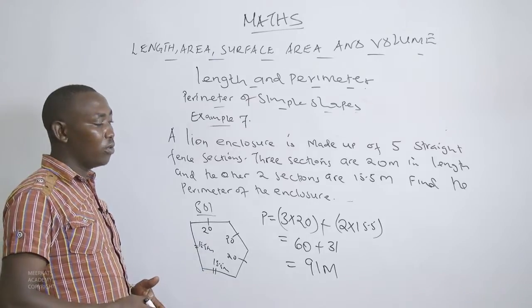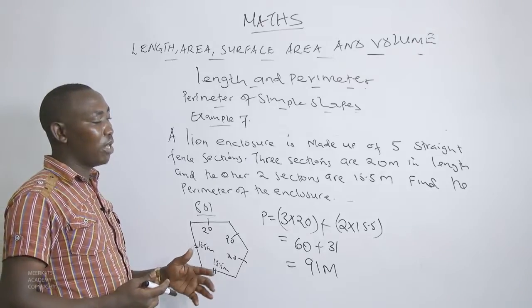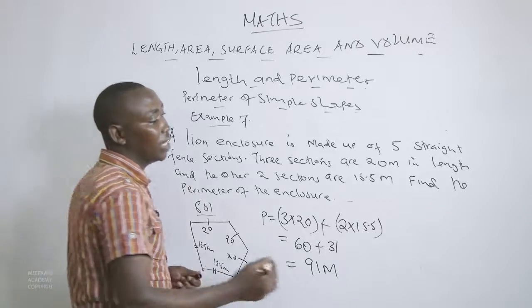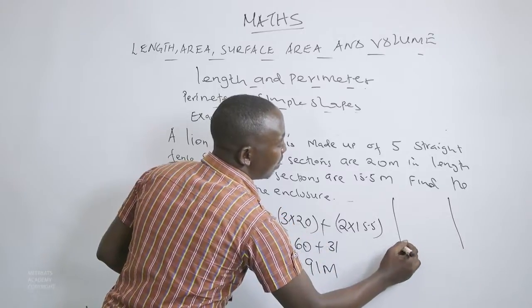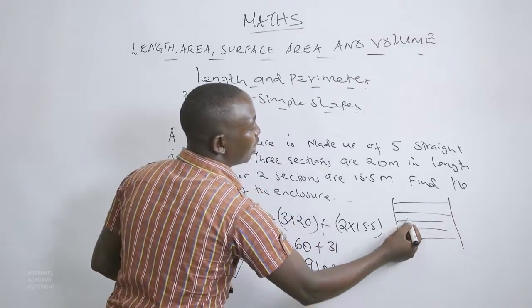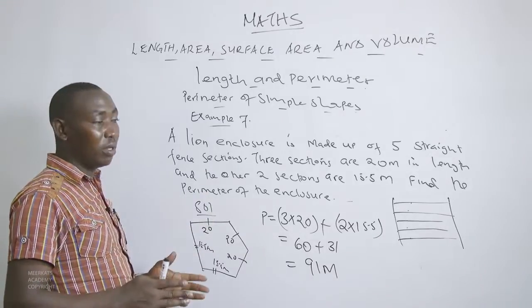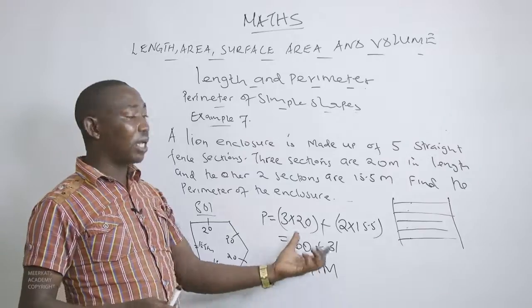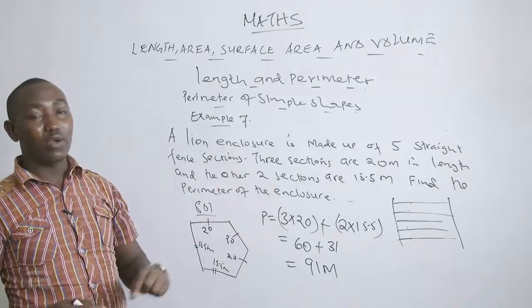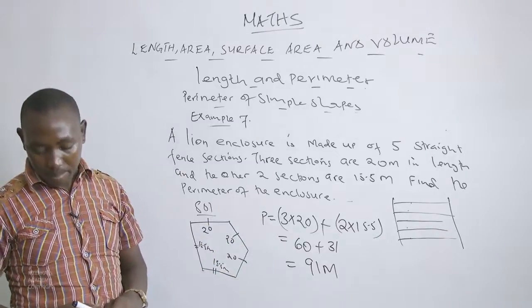Some questions might require you to find the length of strings which can be used to make the enclosure. Suppose that each side has 5 strings. So if that is the first side, there are 5 strings: 1, 2, 3, 4, 5. That means for you to obtain the total length of the wire that will be used to make the enclosure, you take the total perimeter and multiply by the total number of strings which are going to be used, which will give us 91 by 5.